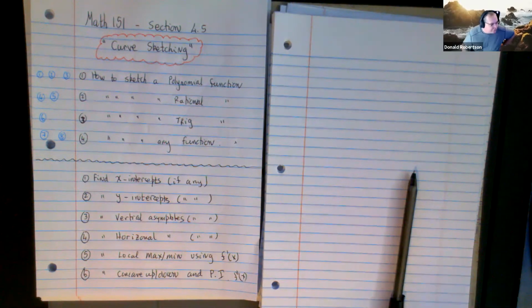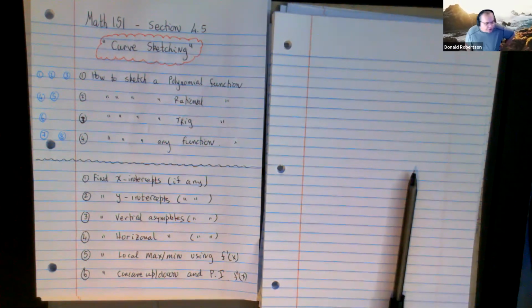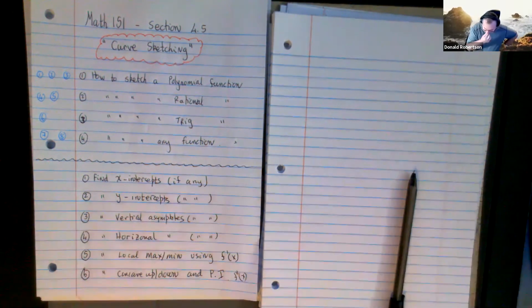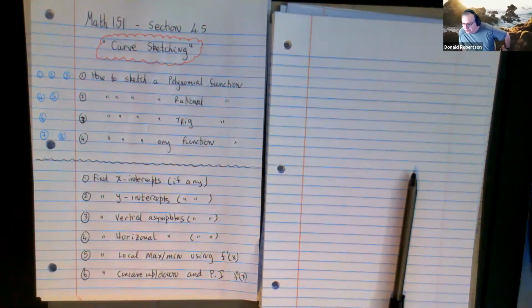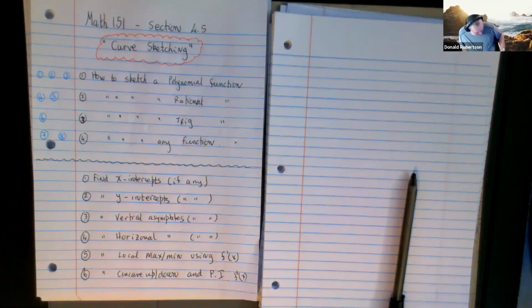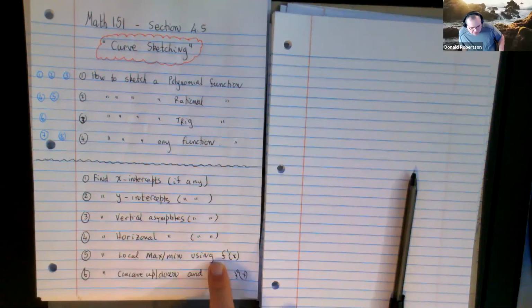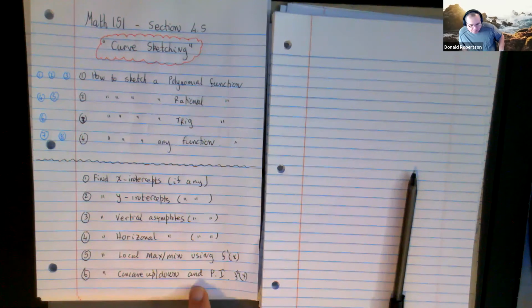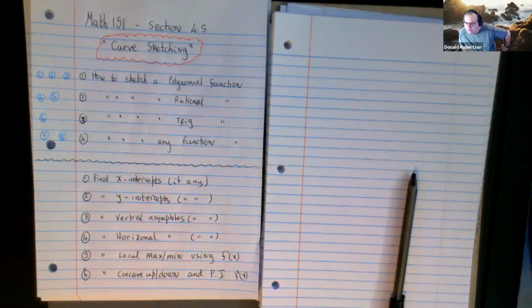More than half of what's in here, you actually know how to do from other things. You've sketched functions, especially polynomial and rational and trig functions. You've already sketched those guys in 141 and 142. So really the only extra here is that we're going to be doing local max and min using first derivatives, and to a much lesser extent points of inflection using second derivatives.